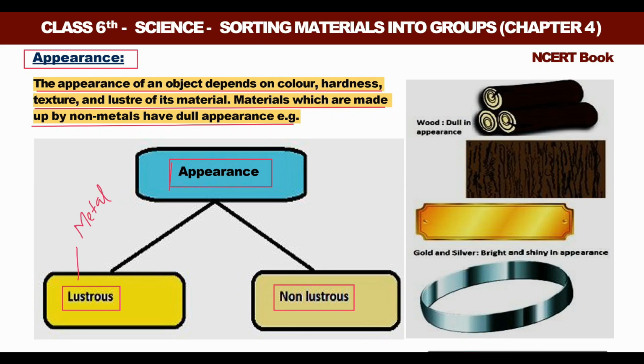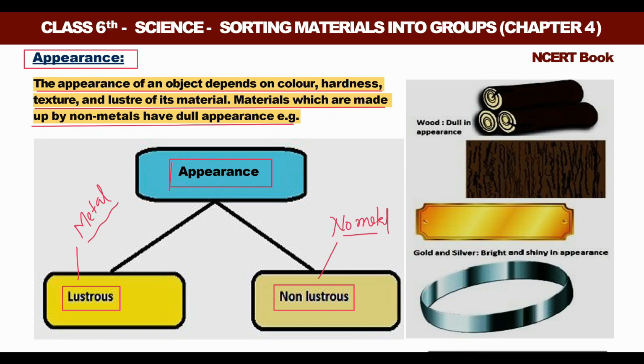Metals are shiny, and non-metals are not. Metals are lustrous. Wood is not lustrous, it has no shine, while metal has a shine. If you cut any object and the cut portion shines, it means it is lustrous, which means it is a metal. Otherwise, non-lustrous materials are generally non-metals.